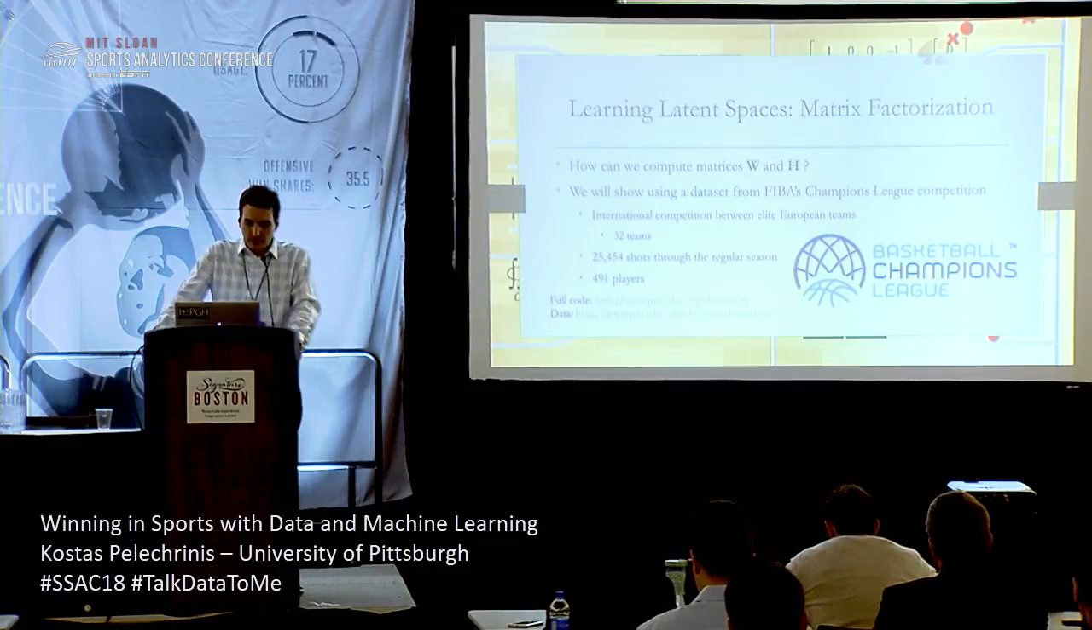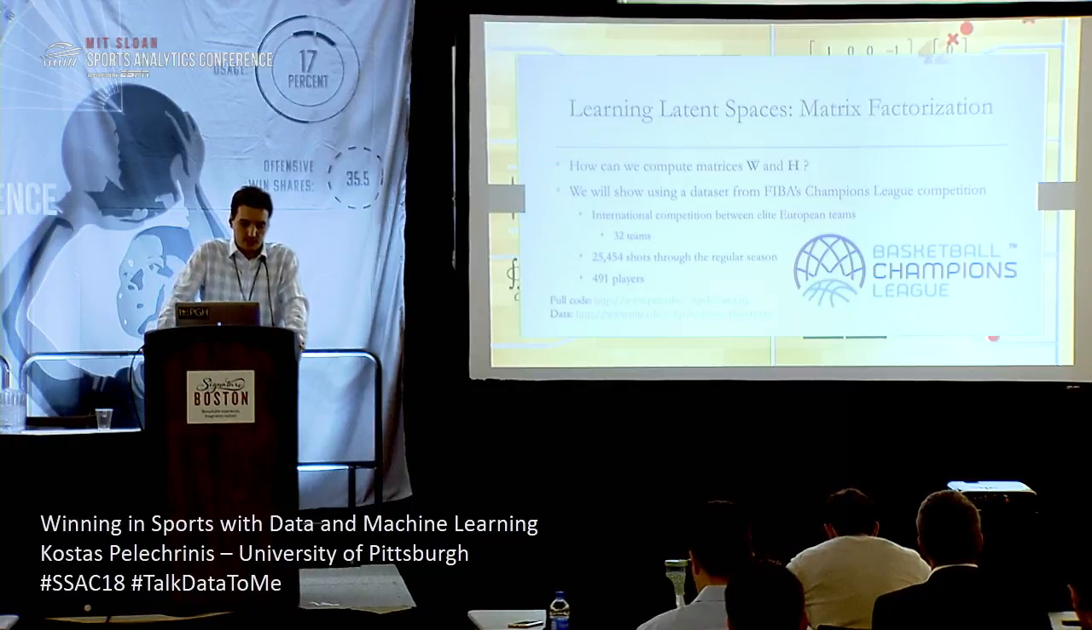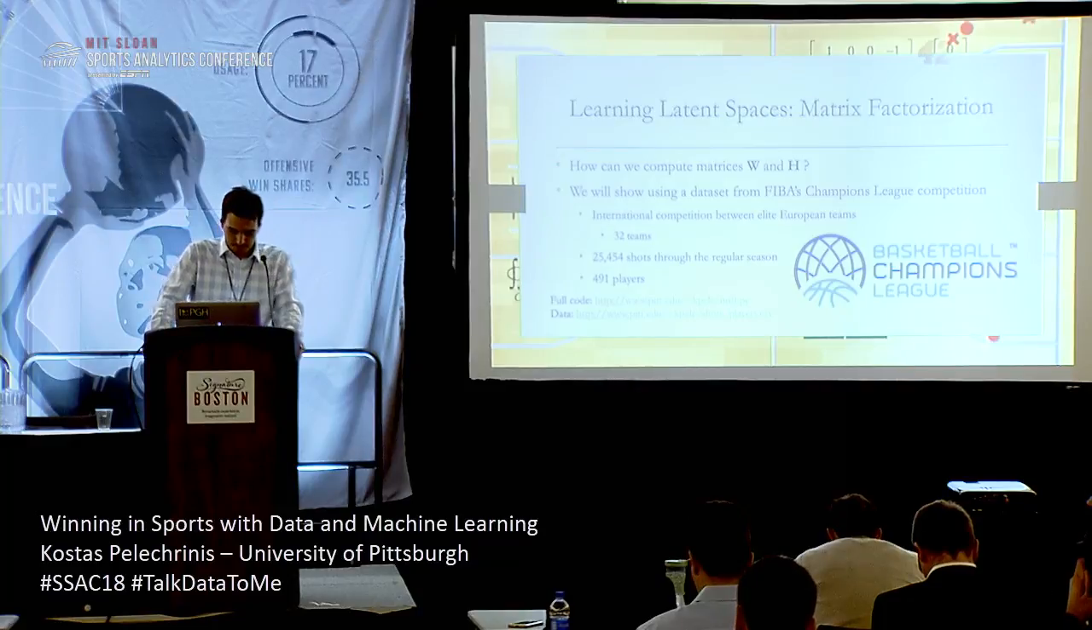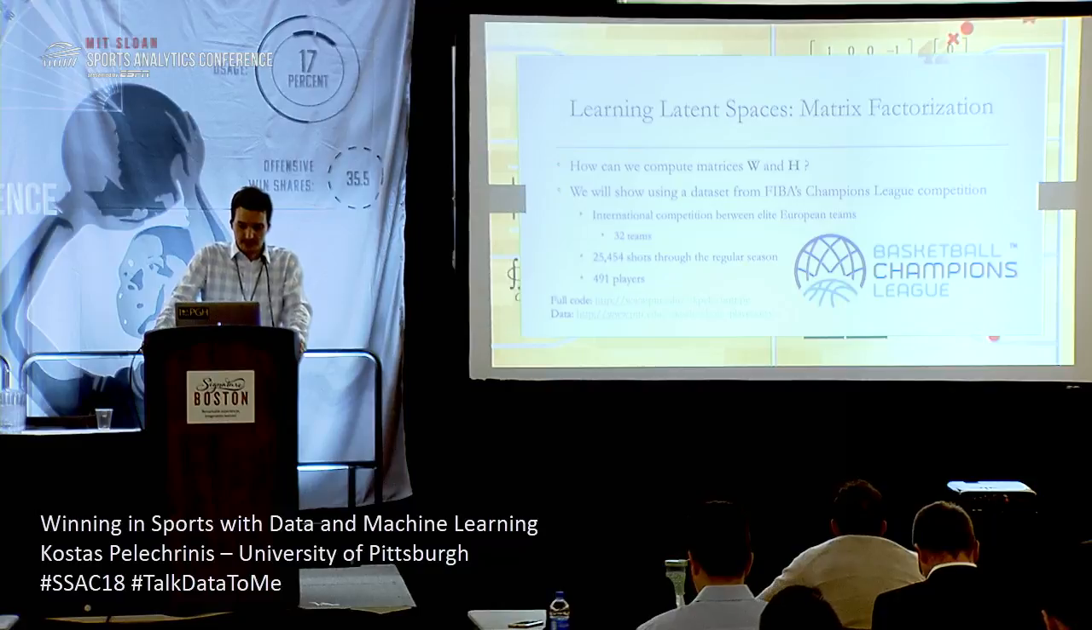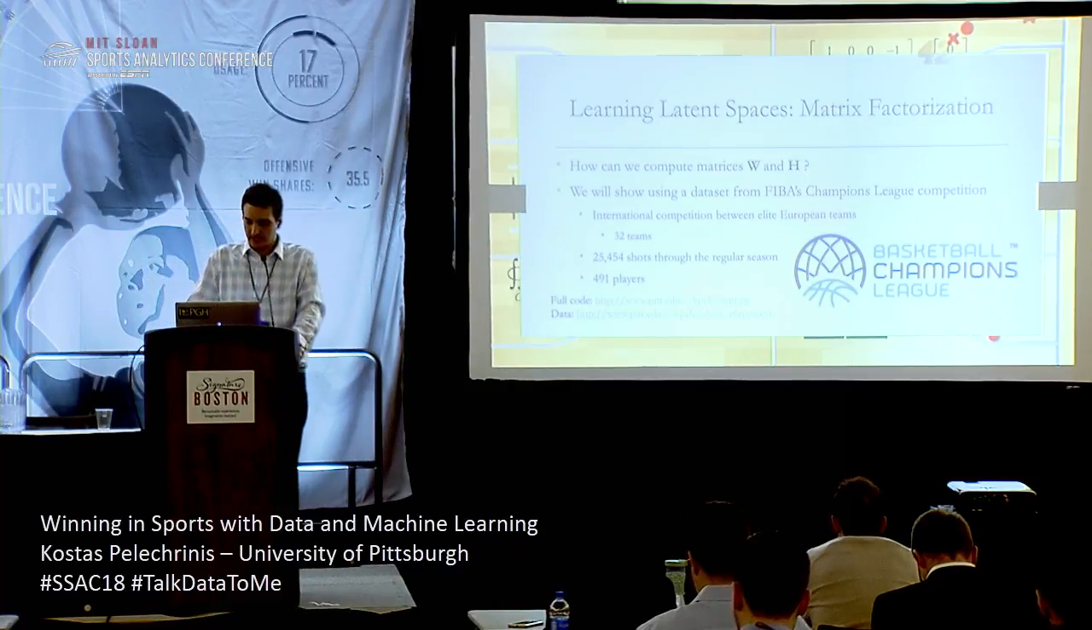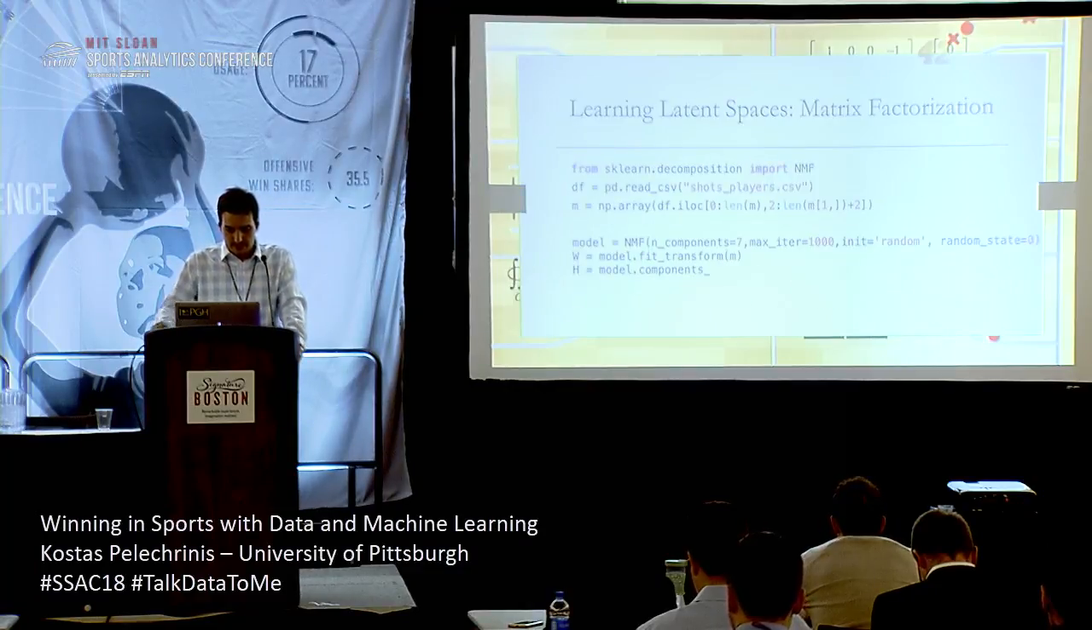So let's try and do that on our own now. How can I compute these matrices in Python? To switch things up a little bit, I have provided you with some data from a European competition. Everyone is doing things with NBA data, so let's switch it up. This is an international competition, the FIBA international competition, 32 teams. This is data from this season, the regular season, about 25,000 shots and about 500 players. Again, data and code are online. And let's see what you do.